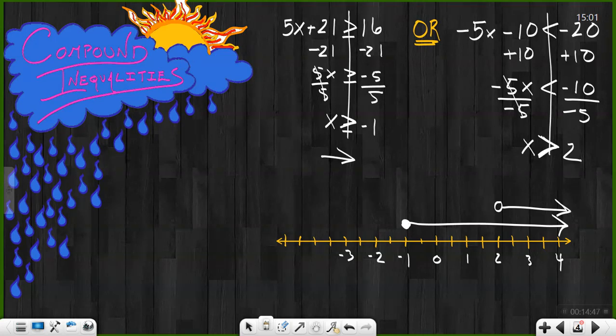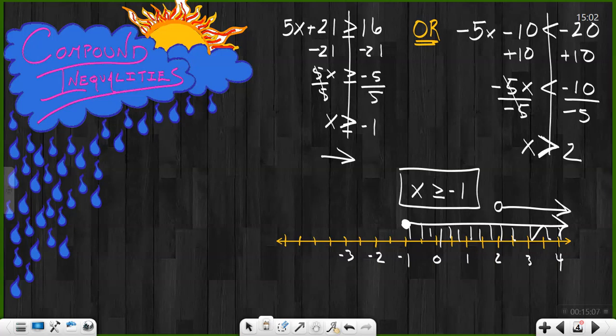So it's one or the other. Or means I'm looking for whichever one has more to it, because there's overlap. This first one, x is greater than or equal to negative 1, would include all of these solutions as well as the solutions from the other inequality. So this one includes everything that we need. Or means you're more inclusive. You need the one that covers more, anything that's in there.